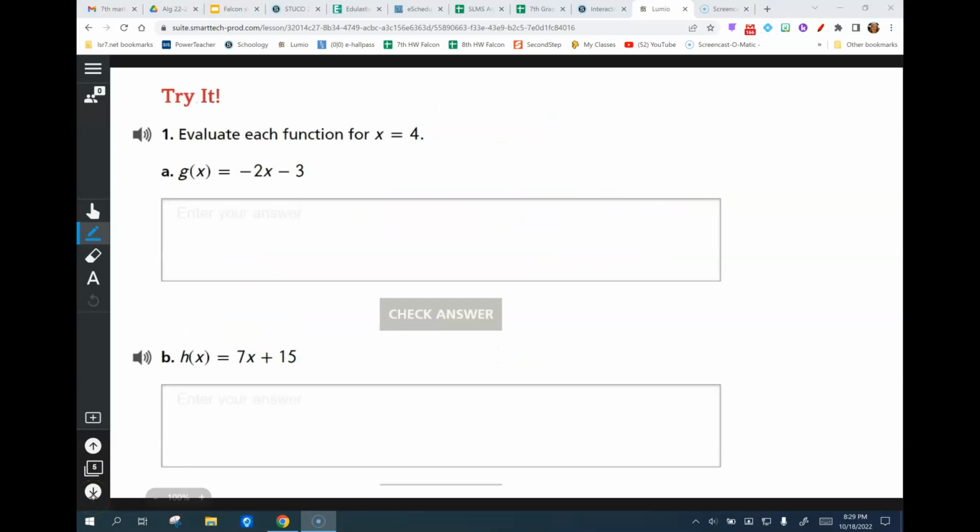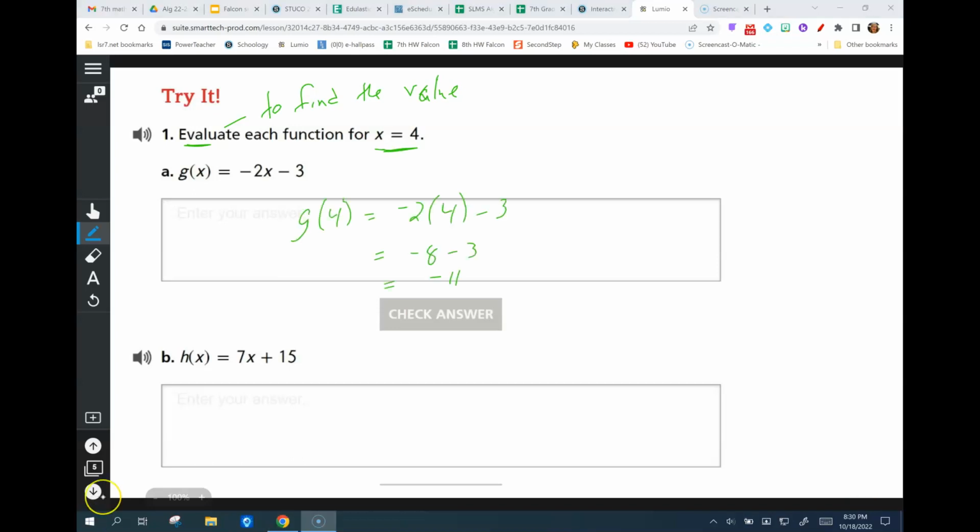Now you're going to evaluate. So evaluate, look at that root word. This means to find the value of the function. So evaluate the function when x equals 4. I think you know what to do here, right?